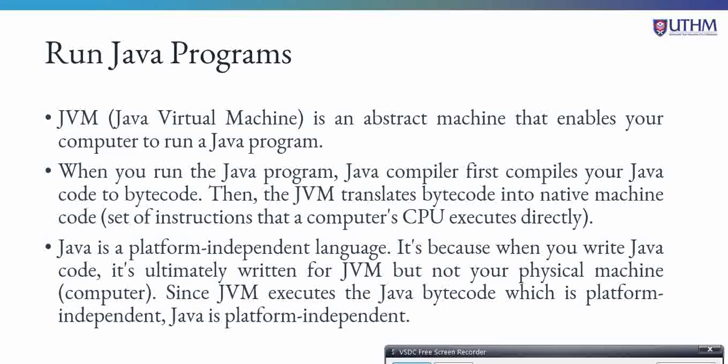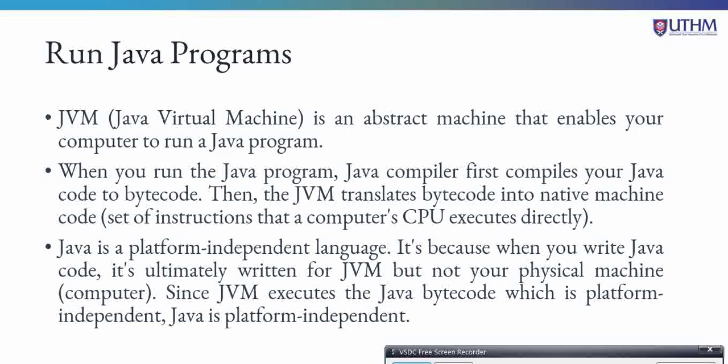JVM is a virtual machine, an abstract machine that enables your computer to run a Java program, or specifically to run the .class. When you run the Java program, the Java compiler first compiles your Java code to bytecode. Then the JVM translates bytecode into native machine code. Okay, 0 and 1, a set of instructions that the computer CPU executes directly.